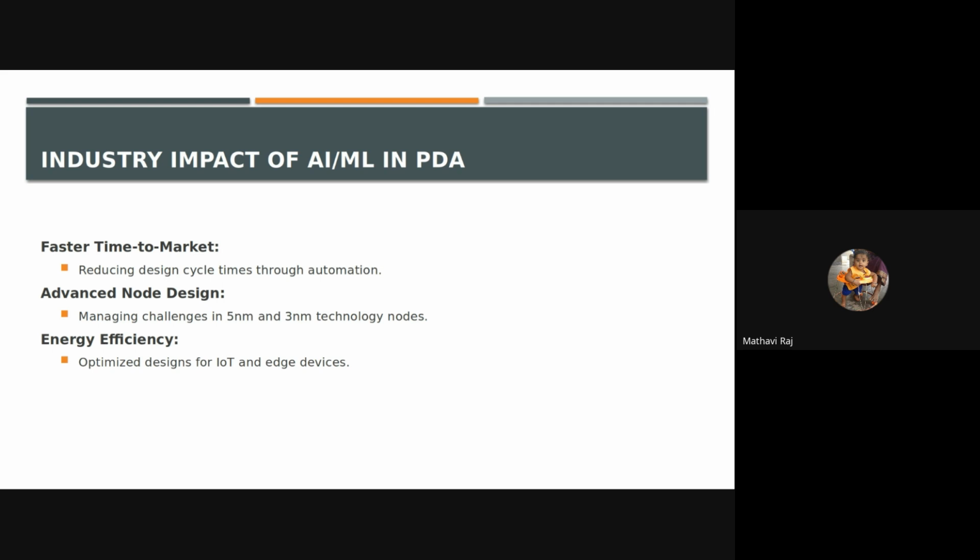AI-driven tools can identify areas where optimization techniques such as clock gating, voltage scaling, and power-aware routing can be applied to reduce the overall power consumption. This ensures that chips meet the energy efficiency requirements of modern devices without compromising performance.